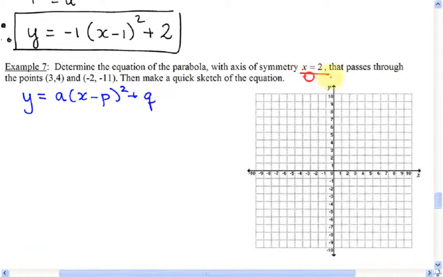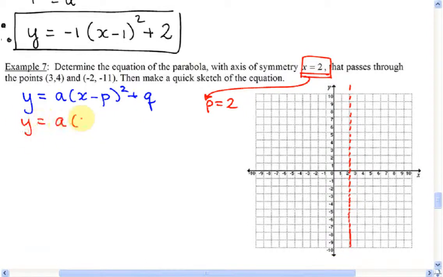Now, from the axis of symmetry, you should be able to tell me one of those values, a, p, or q. Which one? P, right? x equals p is the axis of symmetry, so p equals what number? 2. So you know that the vertex lies along this line somewhere. That's good. So I'm going to write this in: y equals a(x minus 2) all squared plus q. That's a good first step.